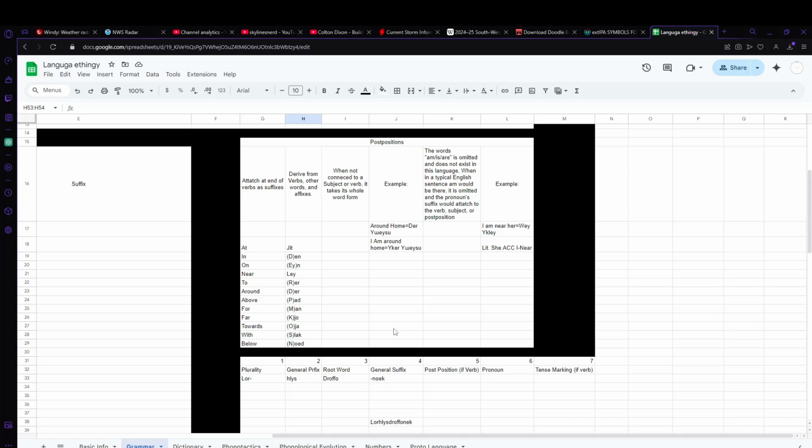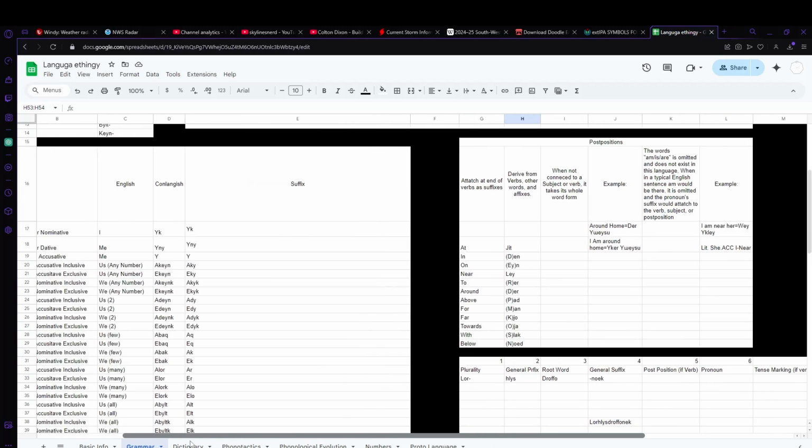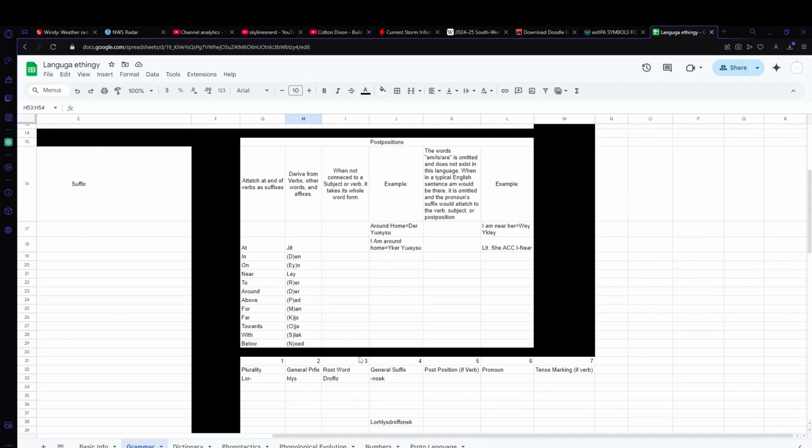Now, when not connected to a subject, as in I am on the table, we'll get to the fact that am is an R in just a second. It takes its whole word form. Like if I just say around home, it's der Imesu. If you're wondering, Imesu just means home. So around home is der Imesu. But if I'm saying that I'm around home, we take the word for ik, and throw it into der. Ik er Imesu. I am around home.